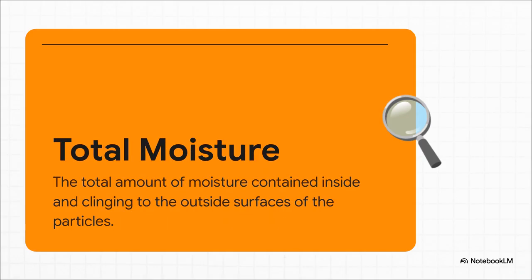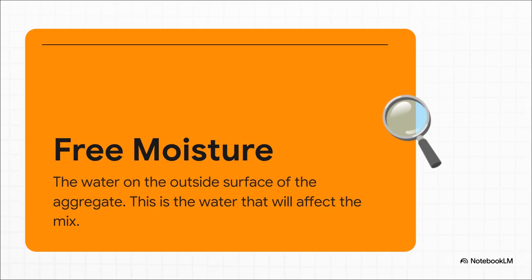Next up is total moisture. This one's pretty simple. It is what it sounds like. It's all the water, period. It's the absorbed moisture we just talked about, plus any extra water that's hanging out on the outside surface of the particles. It's the whole shebang. And finally, we have free moisture. Now this is the troublemaker. This is the one that really matters for our corrections. It's the excess water that's just sitting on the surface of the aggregate, the water that's left over after all the internal pores are already full.